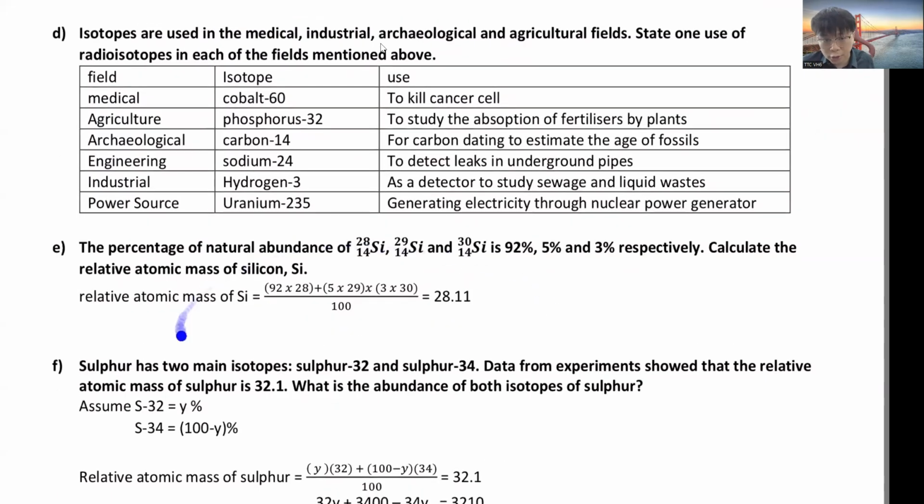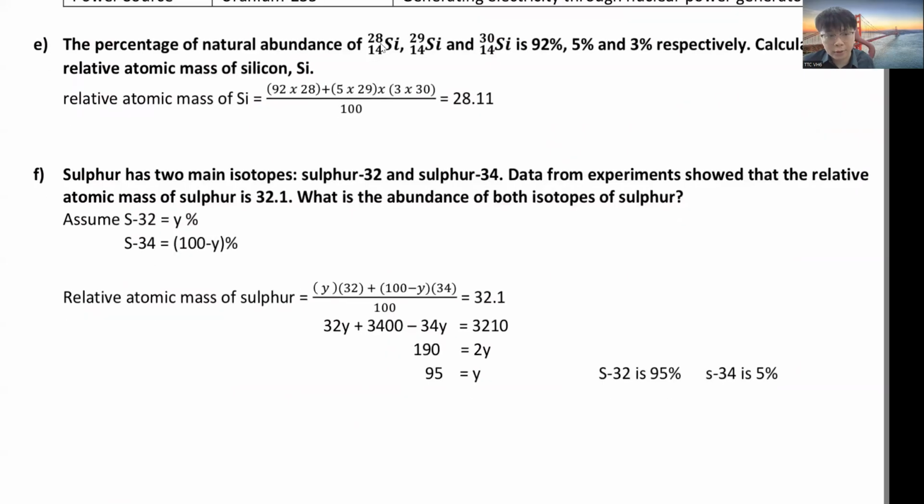This is the calculation I showed you just now. This is another type of calculation that you need to know, where they have 32, 34, but they didn't tell you the percentage. They only give you 32.1 as the average mass. So this is what we do. One, we put Y%. The other one will be 100 minus Y, because the total is 100. So if one is 40%, the other one will be 100 minus 40, which becomes 60%. So one is Y, the other one is 100 minus Y. So 32 times Y, plus 34 times (100 minus Y), divided by 100. You'll get this number. We'll get Y is 95%. So one is 95%. The other one will be 100 minus 95, which becomes 5%.